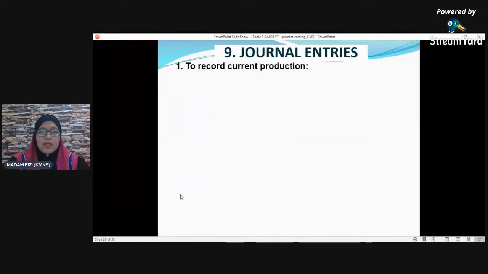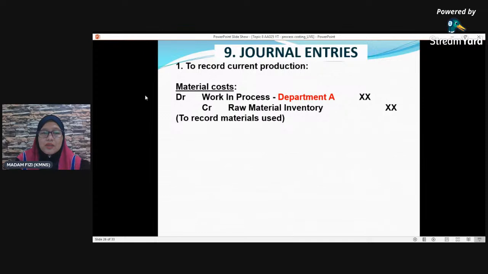Now we start with recording current production. To record the current production, there must be 3. First is direct material. As usual, debit work in process, but you have to write department A, and then credit raw material inventory. For work in process inventory, I want you to put inventory at the back: work in process inventory for department A, because we start with department A. And the narration is to record material used.